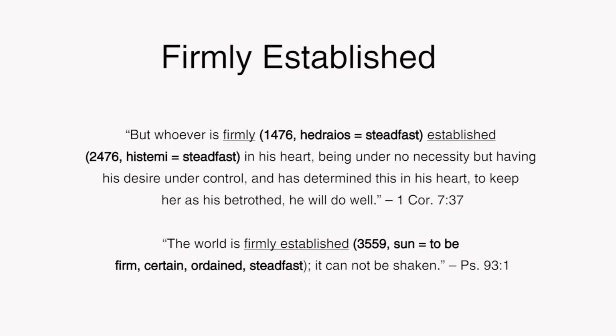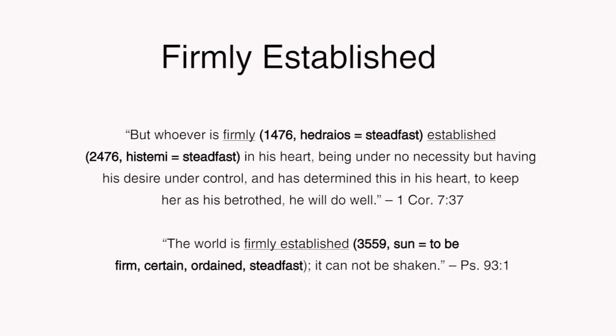And so then let's look at, I believe it's Psalms 93:1, that the flat earthers tote. It says the world is firmly established, it cannot be shaken. That word "firmly established" is one word, 3559, and it's the word kun in the Hebrew. I don't know how you say it, but it means to be firm, certain, ordained, steadfast.